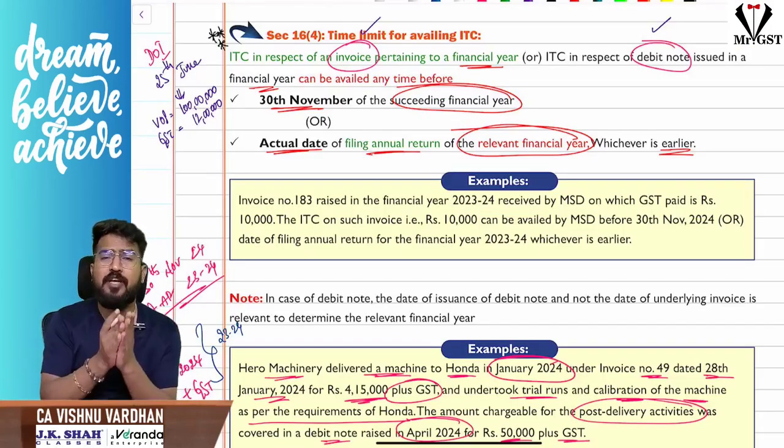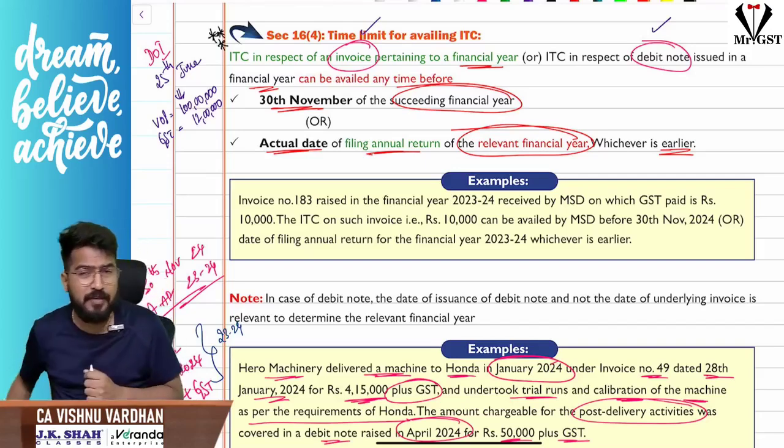So the next one, a very important section, 16 subsection 4. You should remember the subsection number as well.